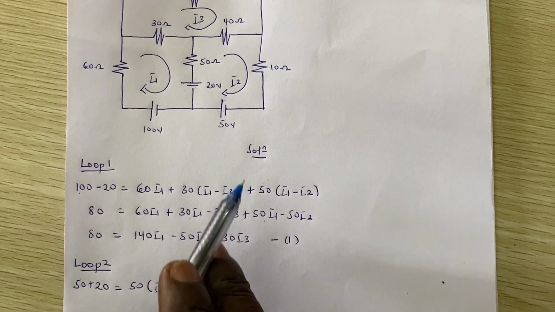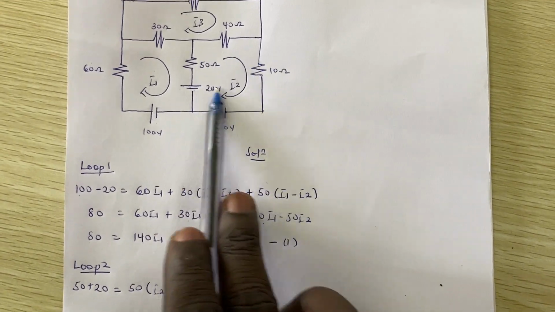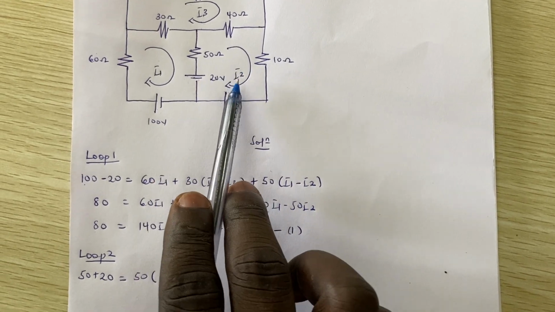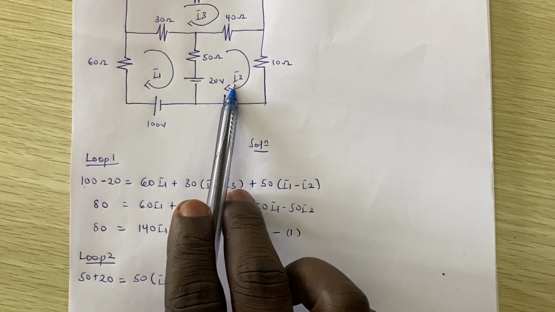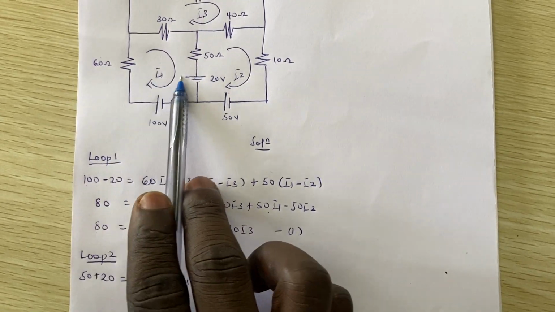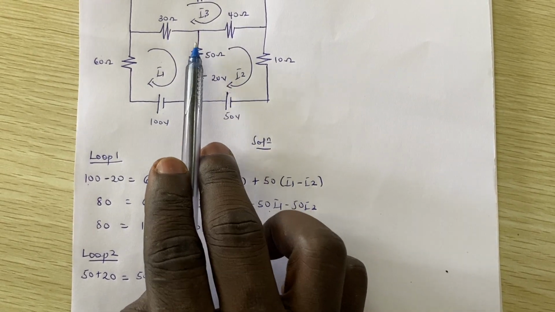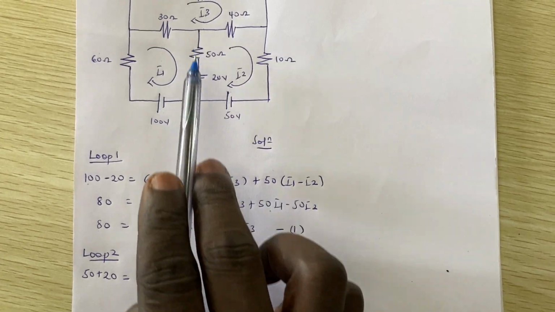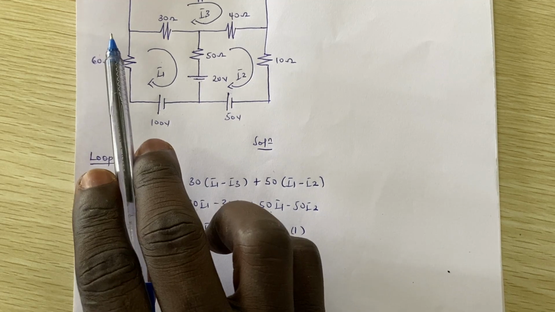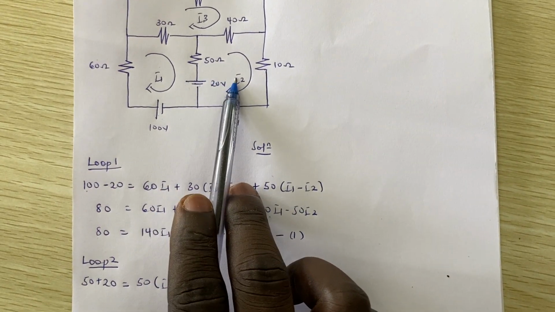Like I said when we were doing loop 1, now we are considering this particular loop. So any other current would be subtracted from the I2 instead. That's only if they are opposing. Assuming that if I1's direction was this way, and I2 is also this way, we would have added the currents because they are all flowing in the same direction. But once they oppose, you have to subtract the other current from the one you are considering, right?